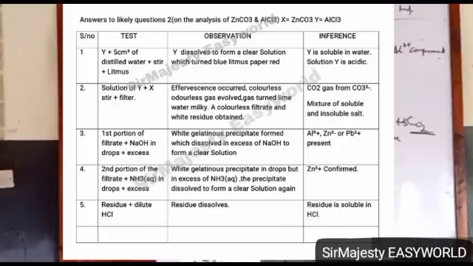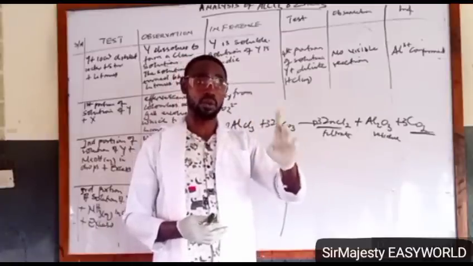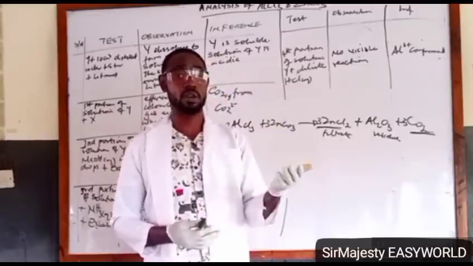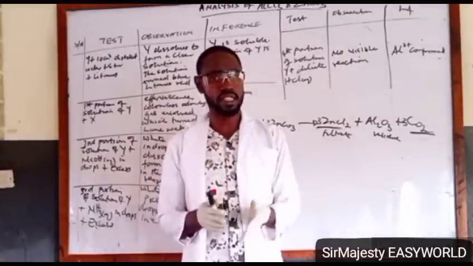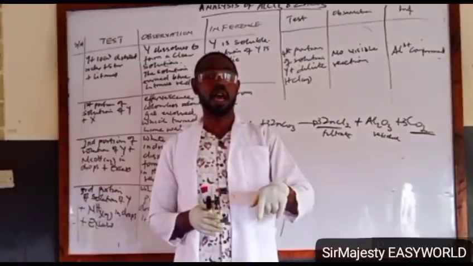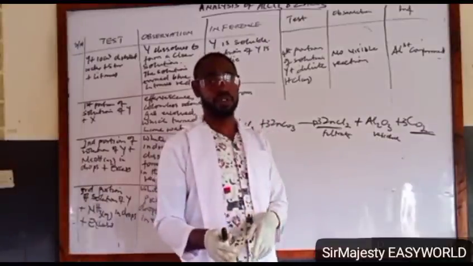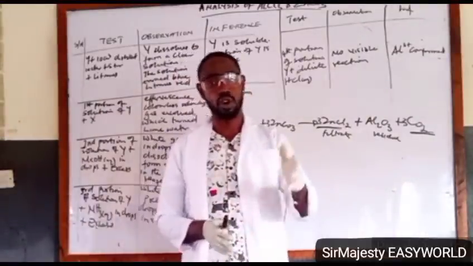But if you are told to mix the two and filter to analyze the filtrate, there will be likely chance that the white gelatinous precipitate formed with aqueous ammonia will dissolve in excess of aqueous ammonia. And instead of saying aluminium or lead, you just say zinc 2 ion, confirmed. But why is this not likely? Because there might still be interfering aluminium ion in the same filtrate, that's the aluminium that couldn't react well. But I'm just preparing this against all odds.